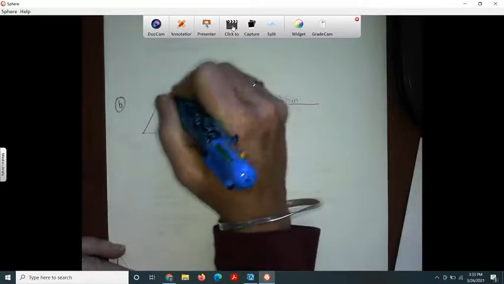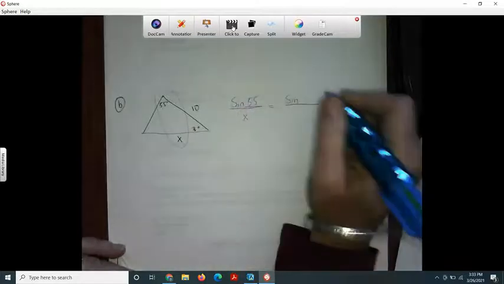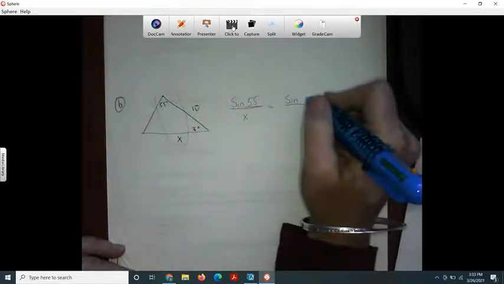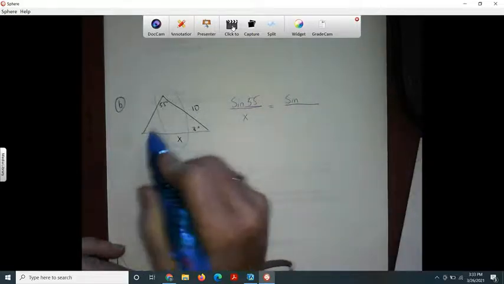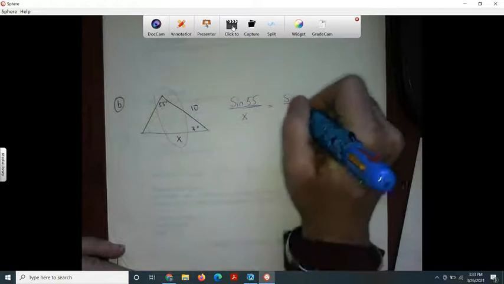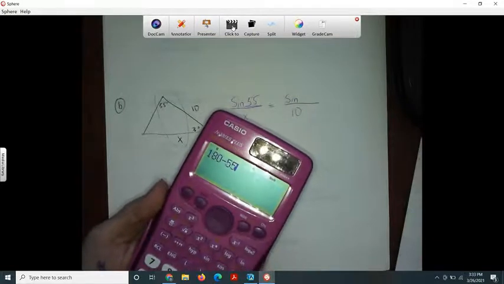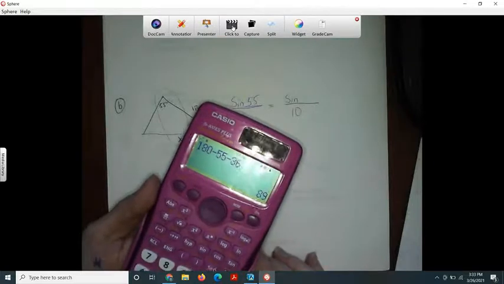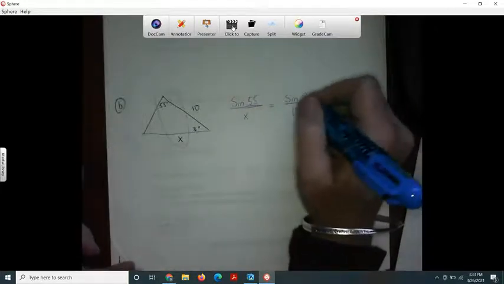So I see this is an angle pair right here. I can say the sine of 55 is to x as the sine of, well, I need this angle, and then I can put the 10 down here. So I want that angle. So I'm just going to do what I did last time. I said 180 minus 55 minus 36. That gives me 89. I think that is 89. That makes sense. I hope that's right.